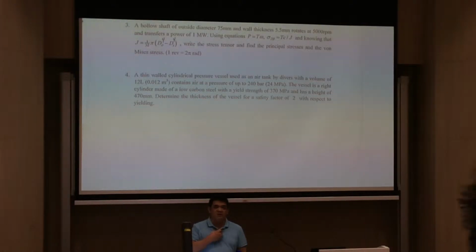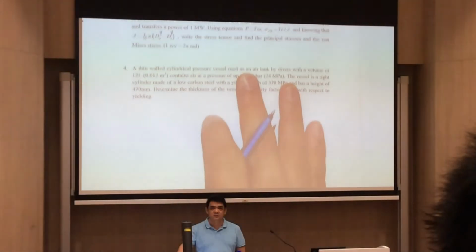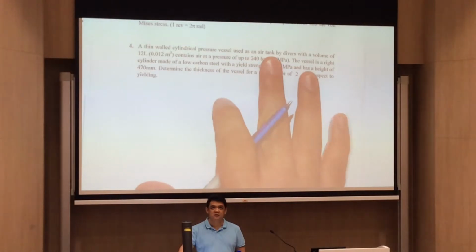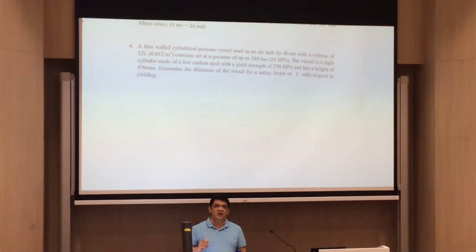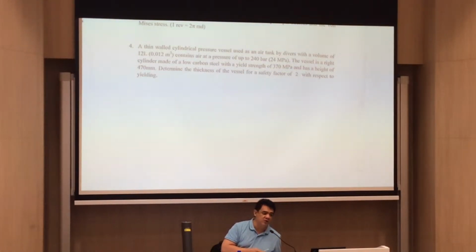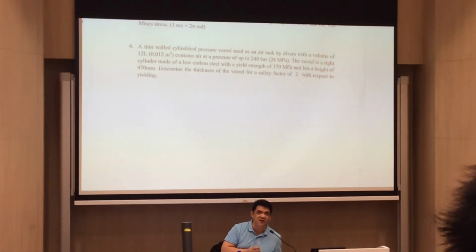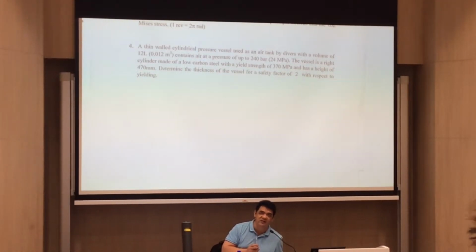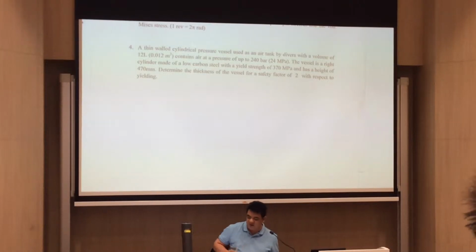Okay, let's solve number 4. So we're looking at the thickness of the pressure vessel. Here we're going to use the von Mises stress because we're only given the yield strength. We're given a factor of safety of 2. So our design will be based on the von Mises stress.